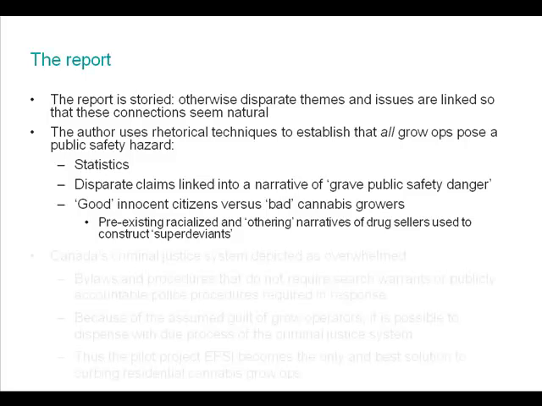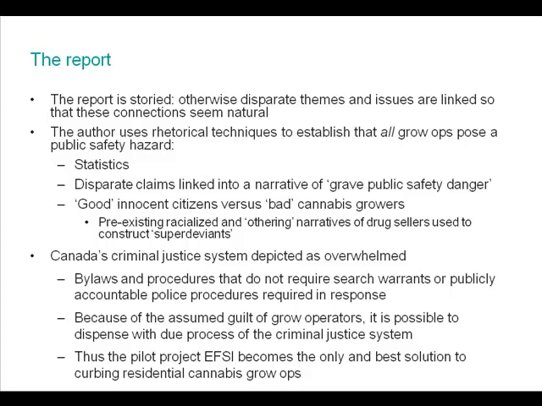So the report is constructing superdeviance. And at the same time, the report depicts Canada's justice system as completely overwhelmed by this problem of cannabis grow-ops. And because the criminal system is overwhelmed, the report argues that this warrants the use of police procedures that don't require search warrants, for example. And because the report also describes grow operators, there's an assumed guilt of grow operators, and even an assumed guilt of anyone who uses more electricity than they should. So it's possible then to dispense with due process. If these people are guilty already, you don't need a search warrant because you know they're guilty, is how the report argues the case.